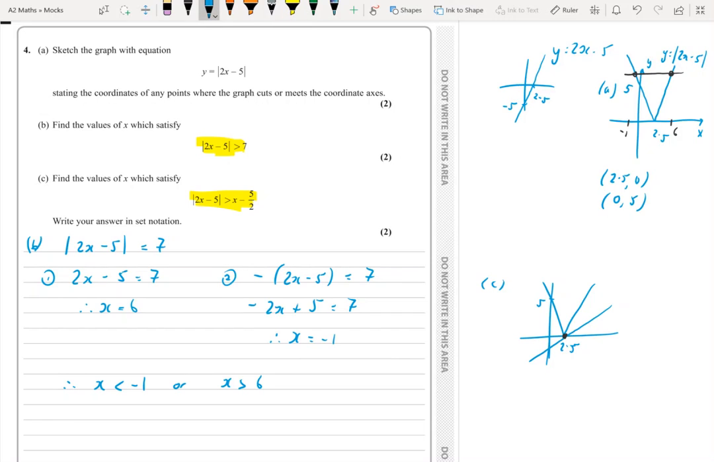How do we write that in set notation? Probably the laziest way, the easiest way, is to say that x can be any real number, but x cannot equal 2.5, or 5 over 2 if you write it as a fraction. So all real numbers except 5 over 2.